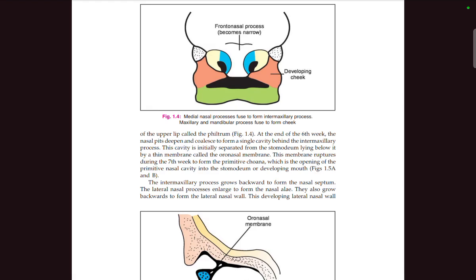The intermaxillary process grows backwards to form the nasal septum. The lateral nasal processes enlarge to form the nasal alae. They grow backwards to form the lateral nasal wall.